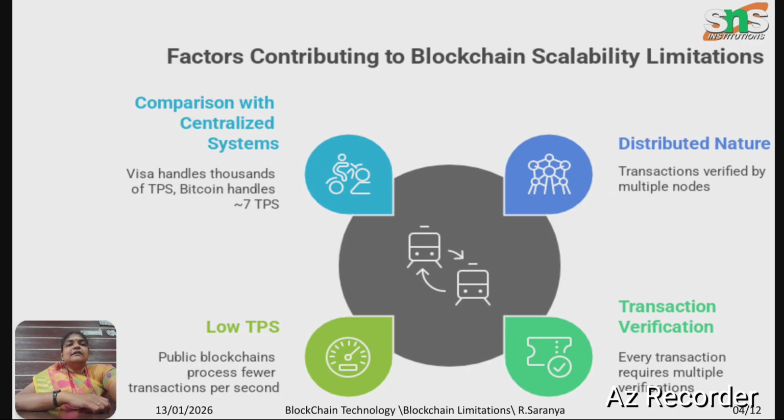So the factors contributing to blockchain scalability limitation are our first consideration, which affects the performance of blockchain. Since we always have to compare with centralized systems, Bitcoin handles only a few transactions per second. Because of its distributed nature, each transaction is verified by multiple nodes. Then the lower TPS, that is, transactions per second, will be very low, since public blockchains process very few, as each transaction has to travel to multiple nodes. Every transaction needs to be verified, which leads to a delay in verification.